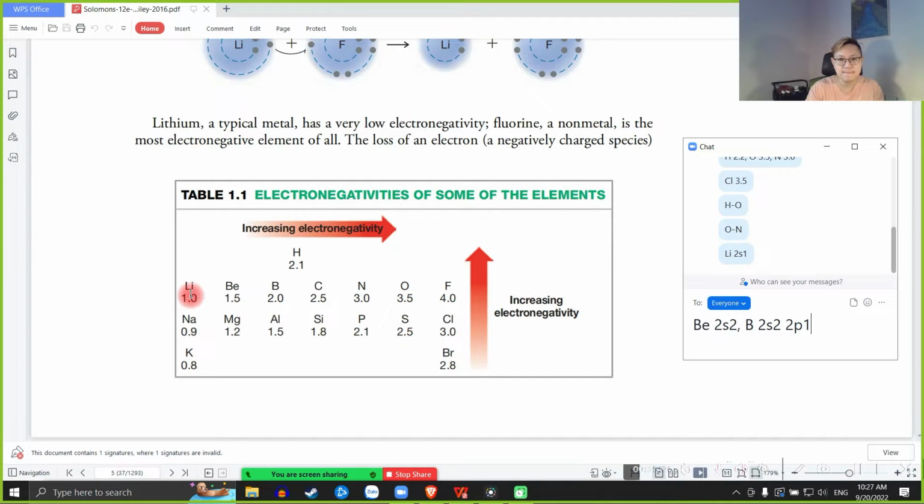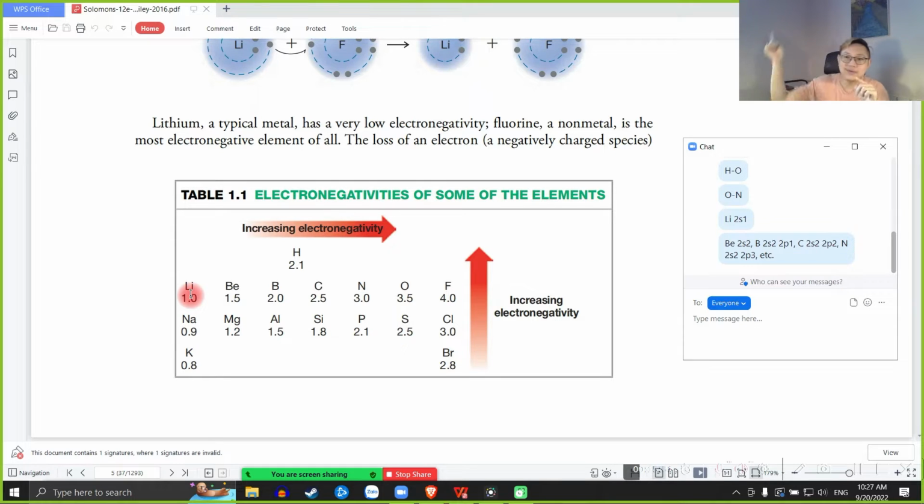boron it's 2s2 2p1. Yep. Carbon it's 2s2 2p2. Nitrogen 2s2 2p3, and so on. But the thing here is why it has to attract electrons, because it attracts electrons to fill in the half-filled shell, right? Yeah.